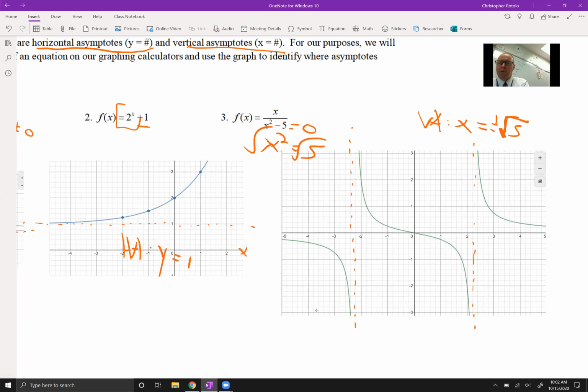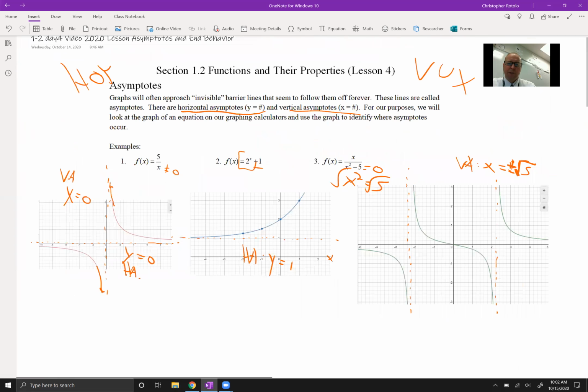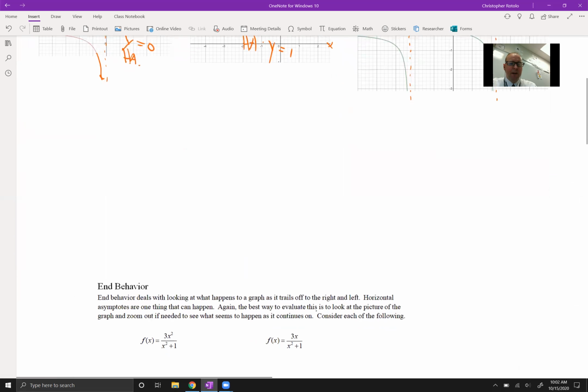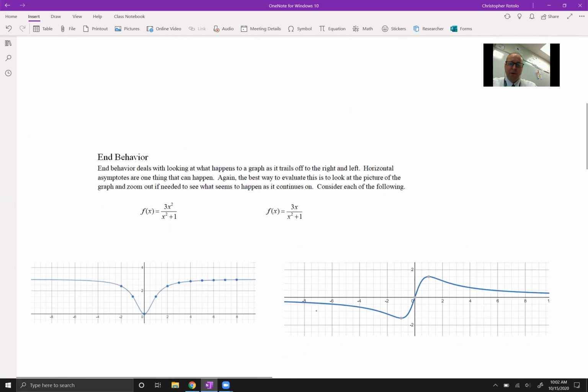Okay, so plus or minus the square root of 5. Given the equation and the graph, we can work with those together. Even though we're just supposed to look at the graph, I want to make sure you can work with the equation as well. All right, so that's our horizontal and vertical asymptotes.